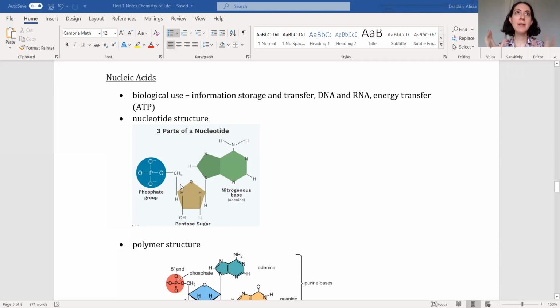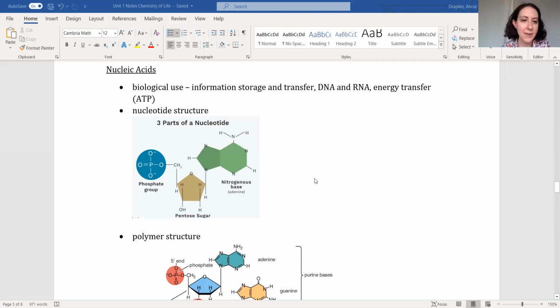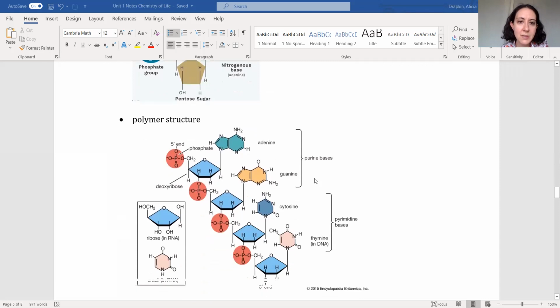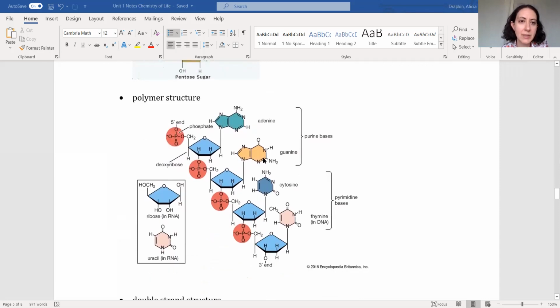When they bond together, they become DNA or RNA, the polymer versions of those things. You can call them polynucleotides, but no one really does. I've never really heard it used, but theoretically that's what you could call them if you have a whole bunch together. So here's the polymer structure. This is a great example because you can see a lot of the differences.